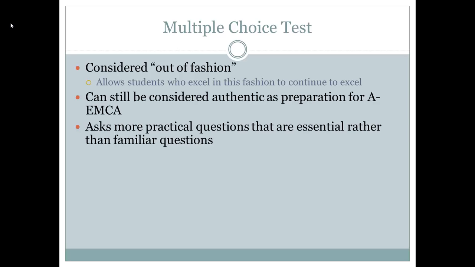So for my multiple choice test, I would ask more practical questions that are essential rather than familiar questions. I think we've all gone through multiple choice tests where you get asked questions and then afterwards you think, when am I ever going to need this knowledge? So the questions I've designed in my multiple choice tests are based on the knowledge that paramedics will need in their day-to-day lives.